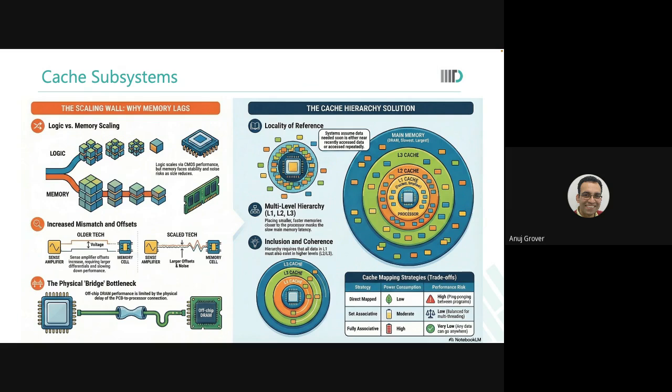Cache subsystems. Okay. Why do we need these caches in the first place? Faster memory closer to the chip. We need a faster memory closer to the chip. Why? And to operate with the same frequency as the processor. Okay. So थोड़ा सा और पीछे जाना पड़ेगा इसके लिए.